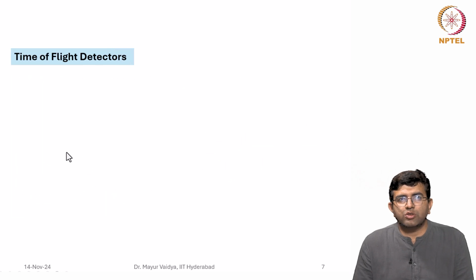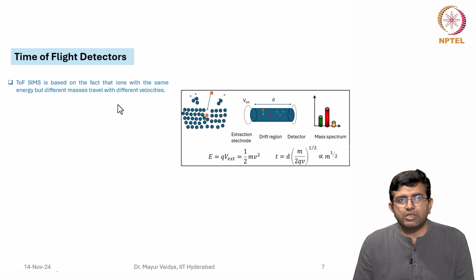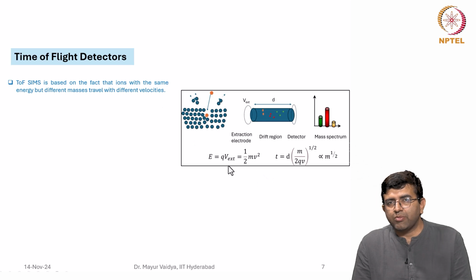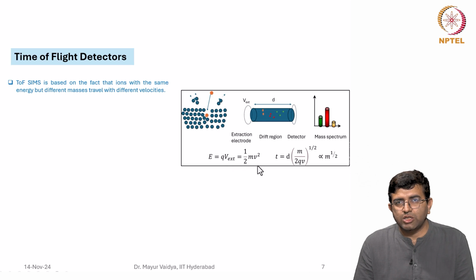Now, let me also tell you a little more about the time of flight detectors. This is the schematic of time of flight detectors. These detectors are based on the fact that ions with the same energy but different masses travel with different velocity. You can see here, for example, the energy of the ions is the same because it depends upon the voltage that is applied and their charge. So, for a particular material, the charge of the ions and the voltage applied will remain the same. The kinetic energy is also equivalent to half mv square.